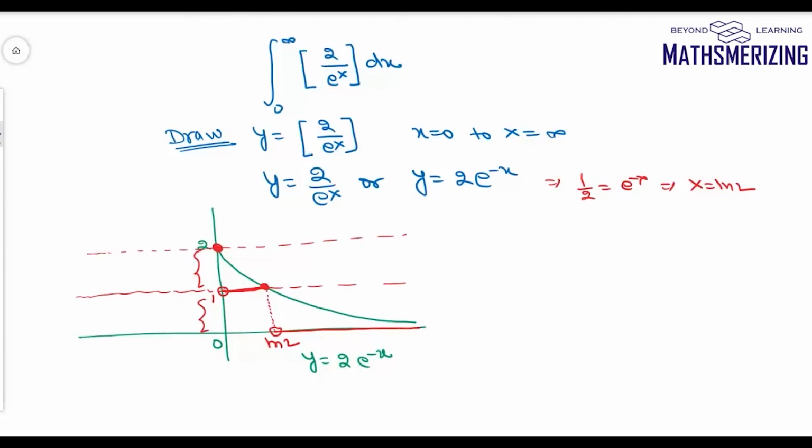Now if I have to find this definite integral, I'll just need to find this area. And this area is actually a rectangle. Answer to this question is ln 2. I'll take up another question, and that question is y equals greatest integer function of 2 sin x.